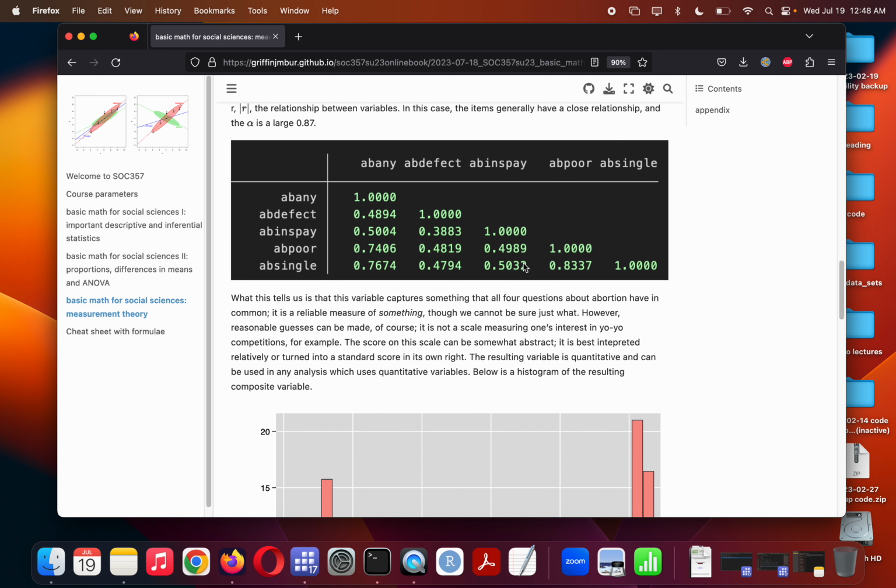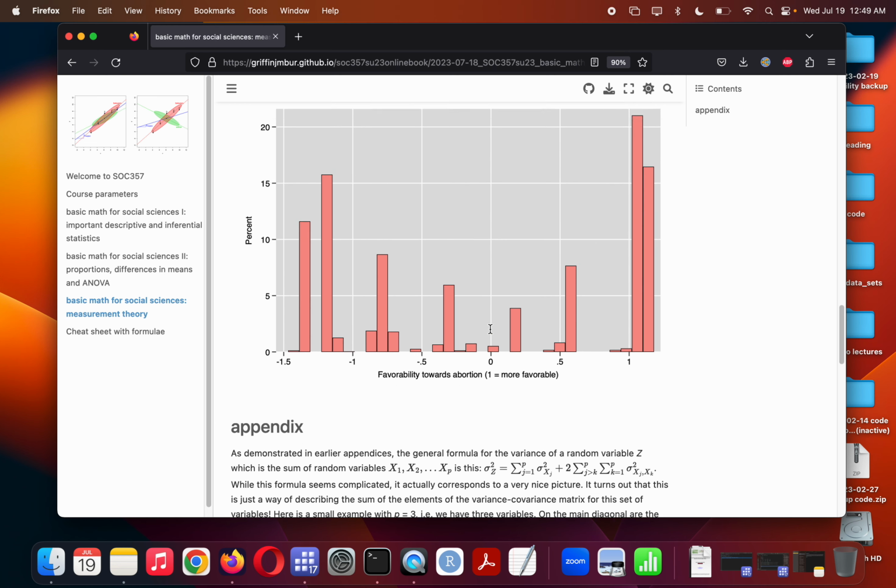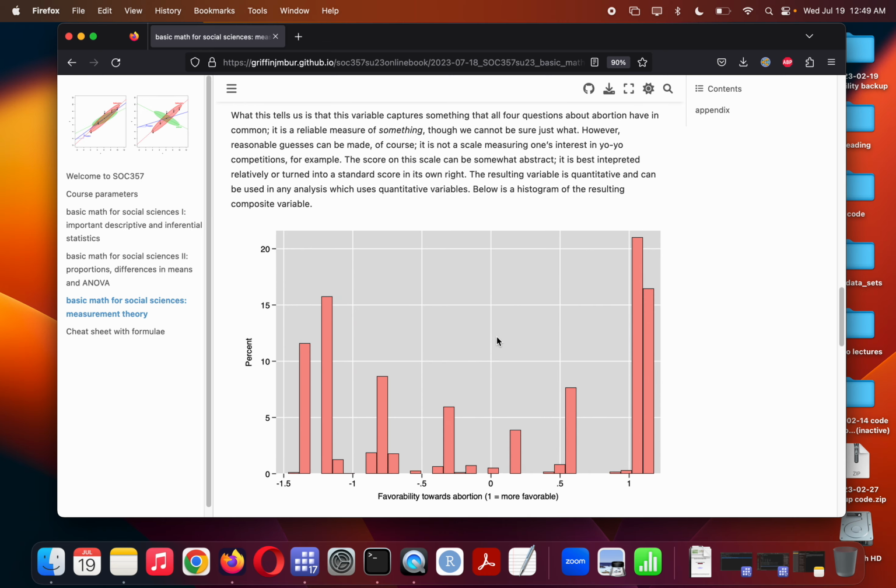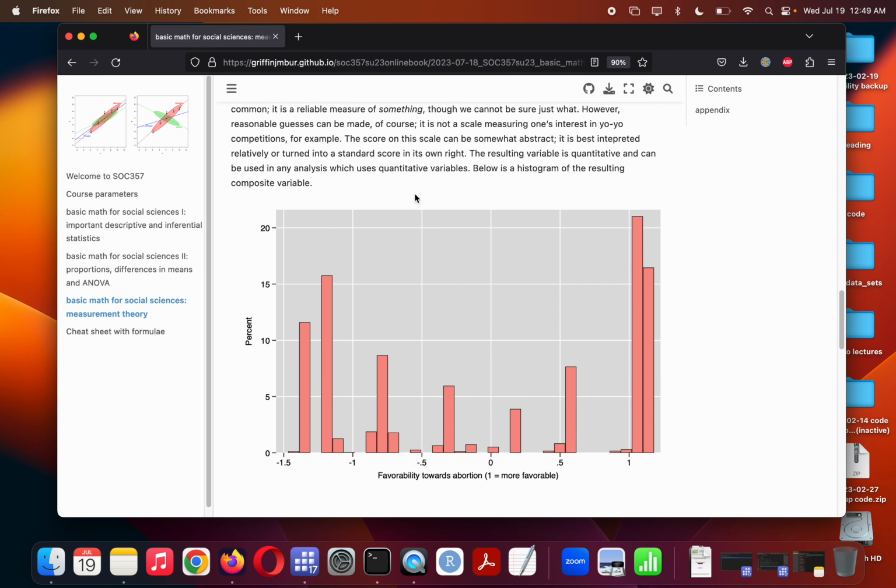It's best to interpret it relatively or in a bivariate analysis, so thinking about the difference in means between two groups, for instance. It doesn't matter so much what the score is for each group, so much as the difference between the two groups, but you can also standardize these scores as well. The resulting variable, in any case, is quantitative and can be used in any analysis which uses quantitative variables.